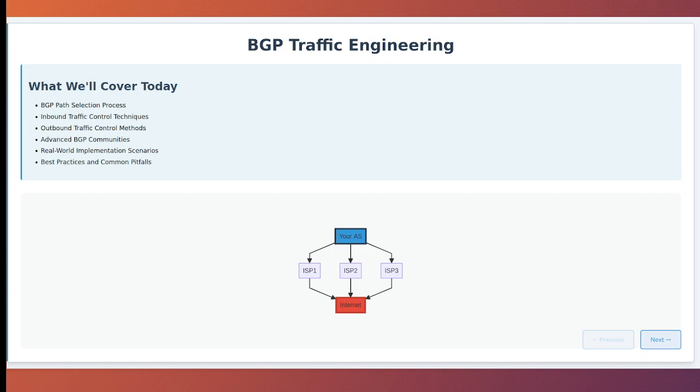We'll start with the basics of BGP path selection, and then progressively move into more advanced topics like community-based routing, traffic manipulation techniques, and best practices for production environments. I'll share examples from real deployments I've worked on, including multi-cloud architectures and enterprise WAN designs.